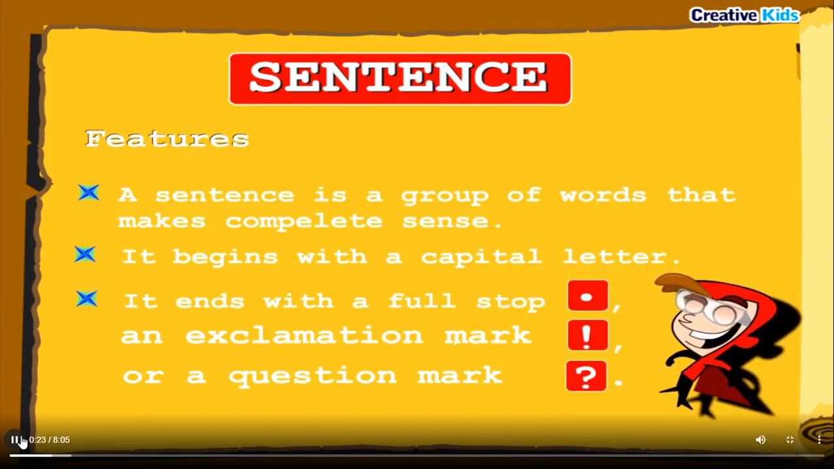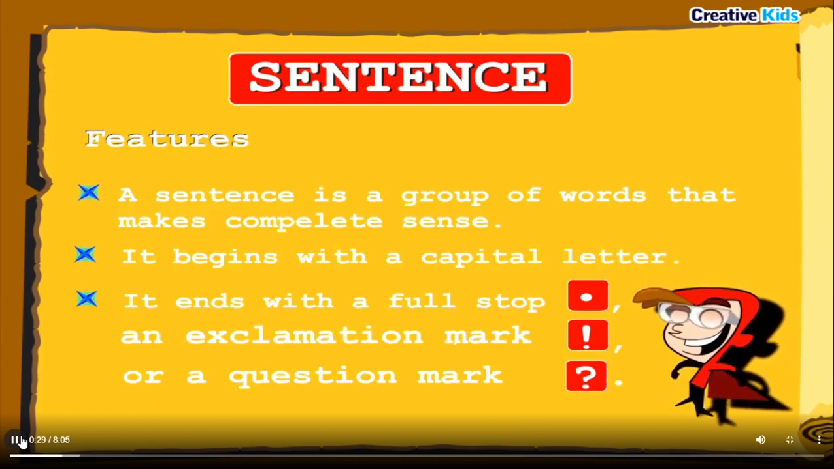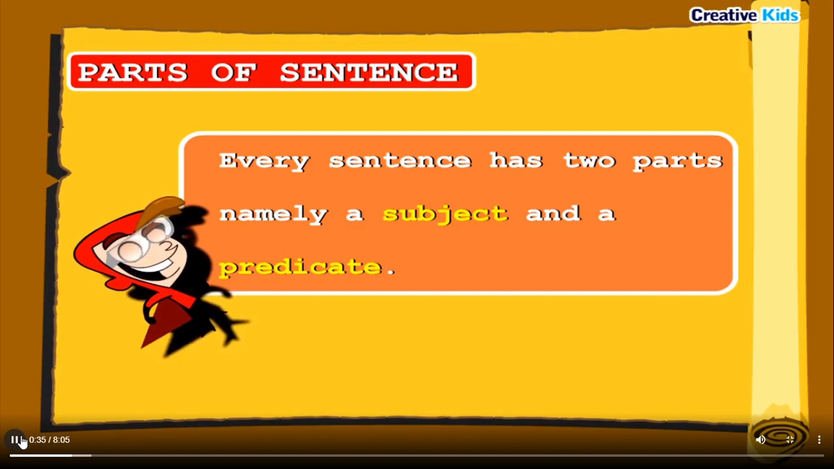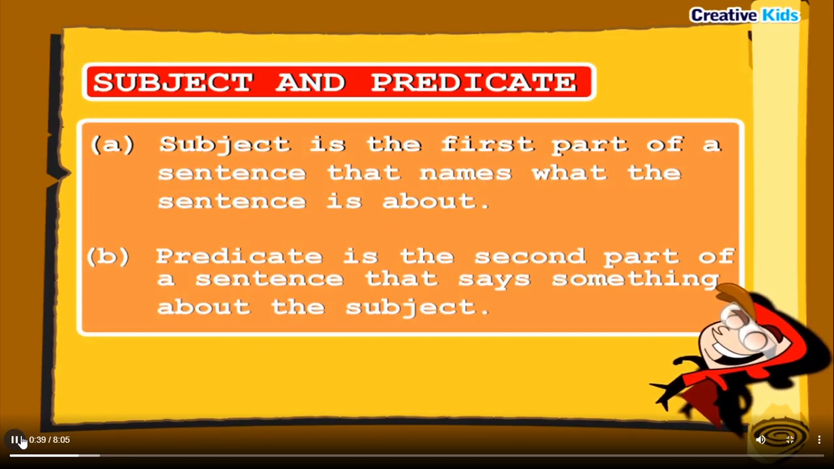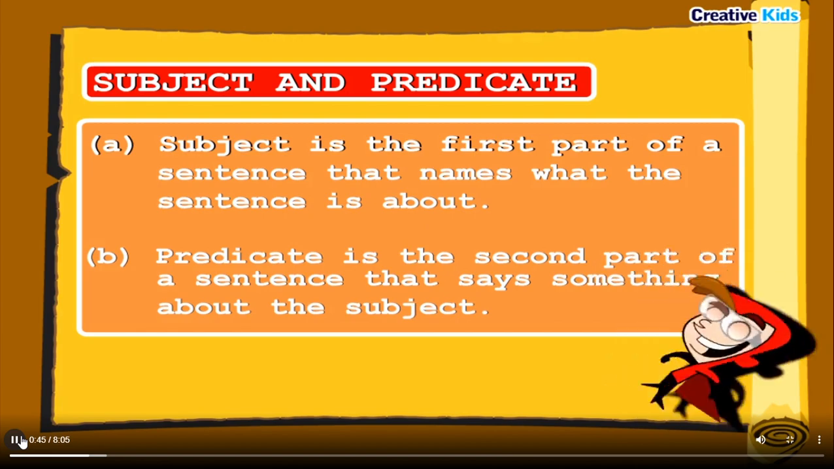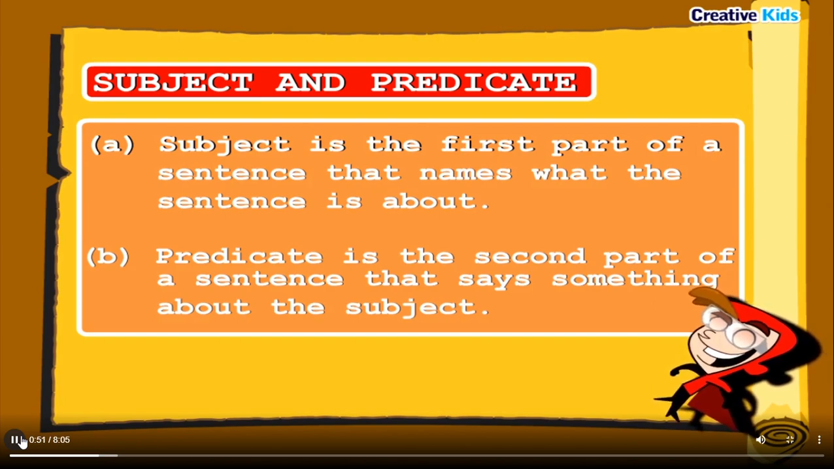It begins with a capital letter. It ends with a full stop, an exclamation mark, or a question mark. Parts of a sentence. Every sentence has two parts, namely a subject and a predicate. Subject and predicate. Subject is the first part of a sentence that names what the sentence is about. Predicate is the second part of a sentence that says something about the subject.